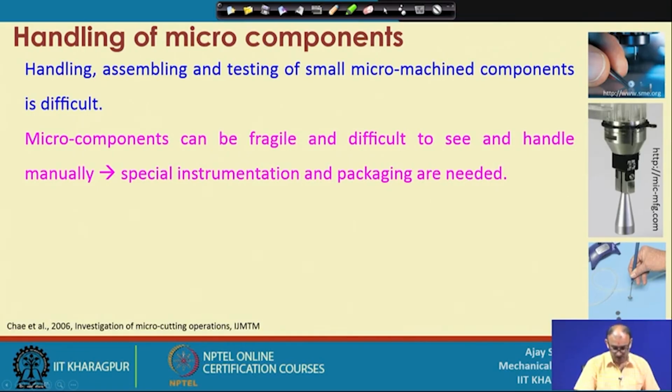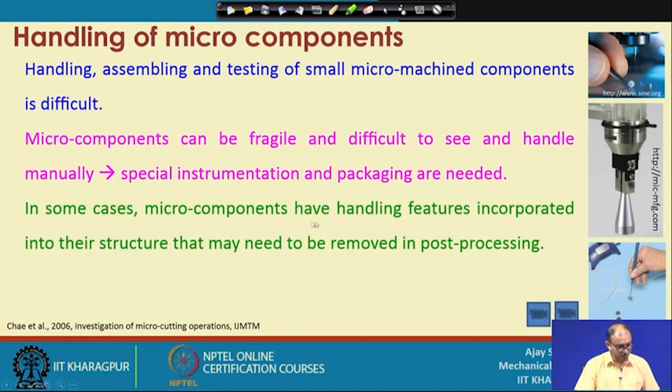So, these are some of the ways of handling these components, and in some cases the micro components have handling features incorporated into their structure that may need to be removed in post processing. This is similar to adding additional material for the burr removal process. So, you add some extra material, and that material will be helpful.